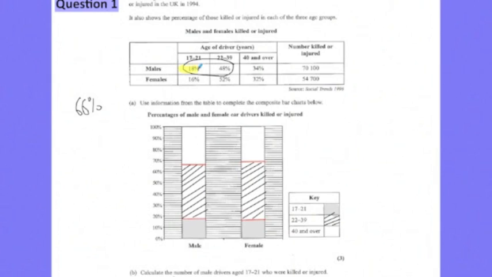Males 17 to 21. We're looking at 18%. 18% of the total. So we have our total here along in the table. So we're looking to find the percentage, 0.18 times by 70,100. Multiplying this out, we get our answer of 12,618. This is the number of male drivers aged 17 to 21 who were injured or killed.